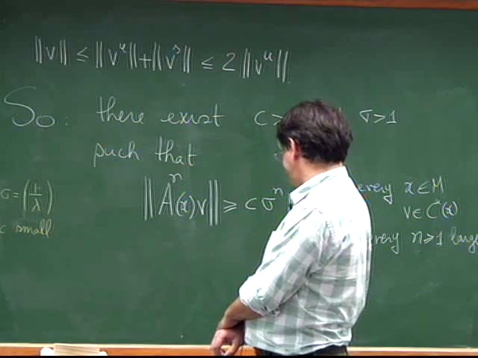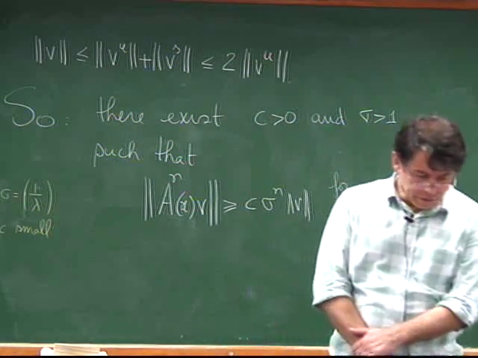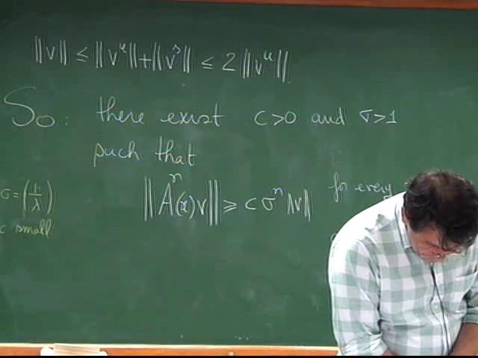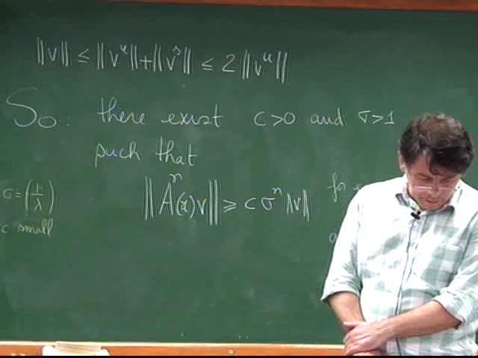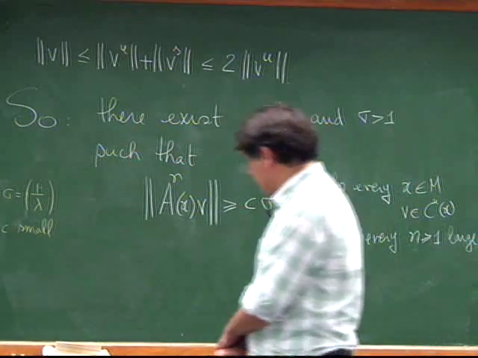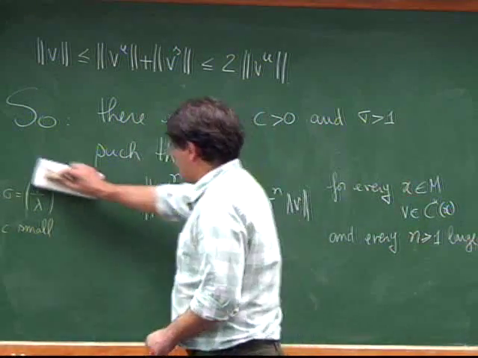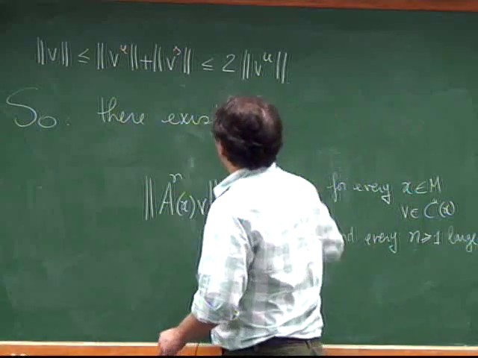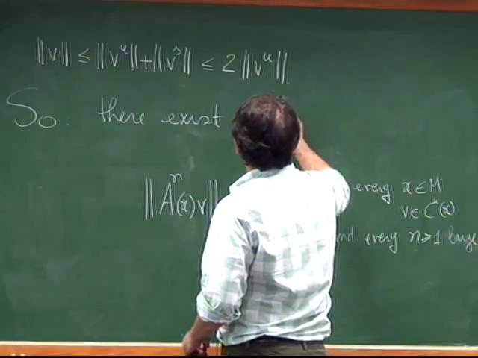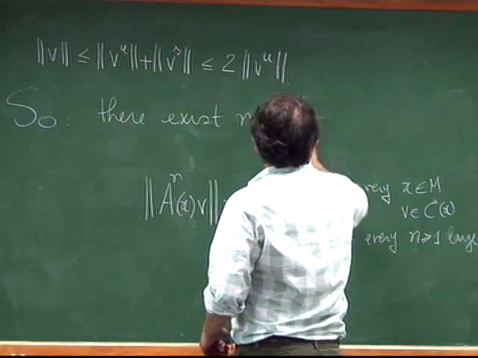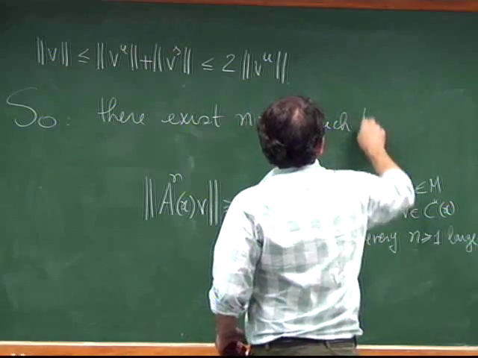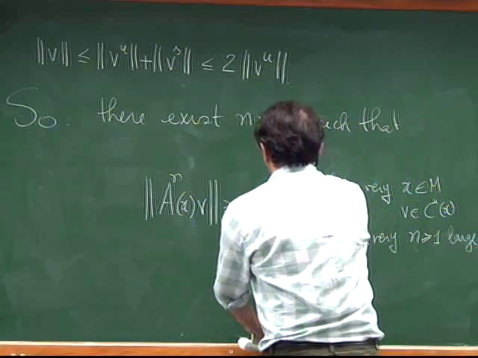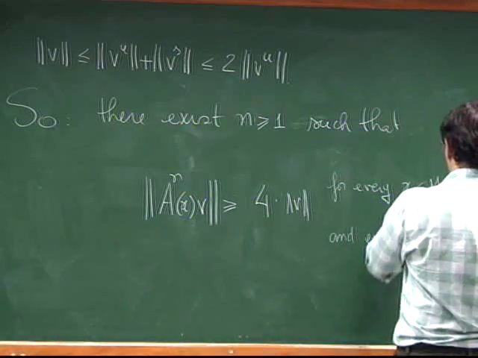Let me see how I wrote this. This is a little annoying to say. I actually wrote something which is nicer, maybe easier to believe. There exists n such that this is bigger than 3 or 4 times v, for every x and every v.